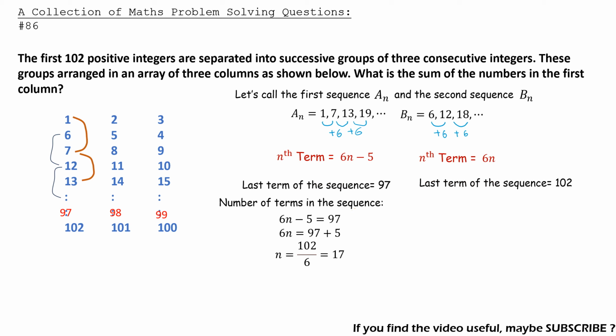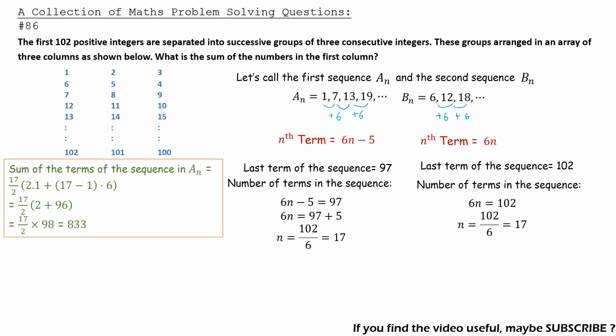Then you work out how many terms there are. Well, there are 17 terms, as you can see. And the next one also has 17 terms. So both the separate sequences have 17 terms. Now we are going to sum it all up.